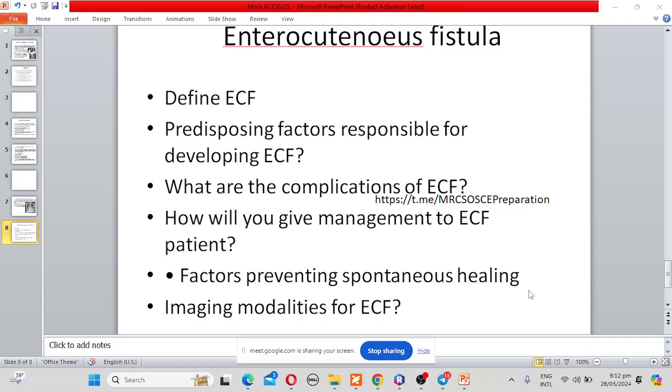Okay, so you mentioned this. Will you go for any investigation for the anatomy of the fistula?